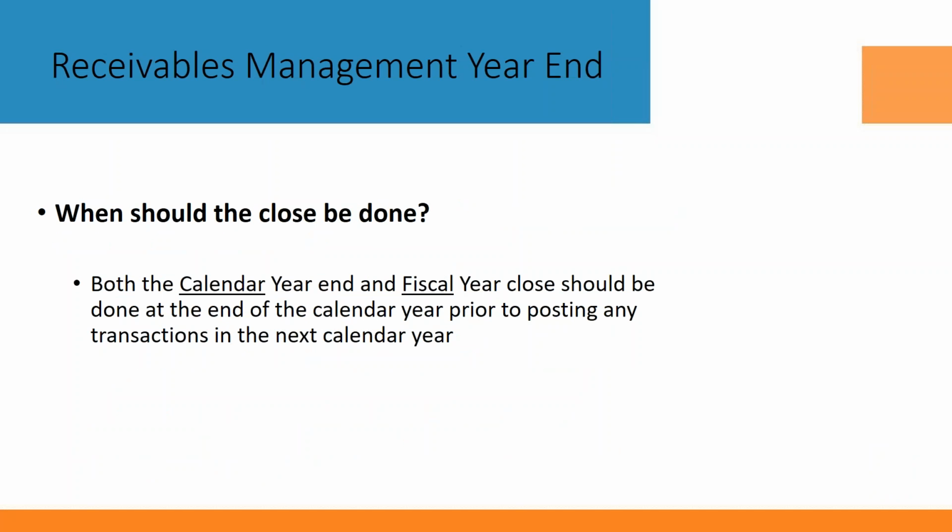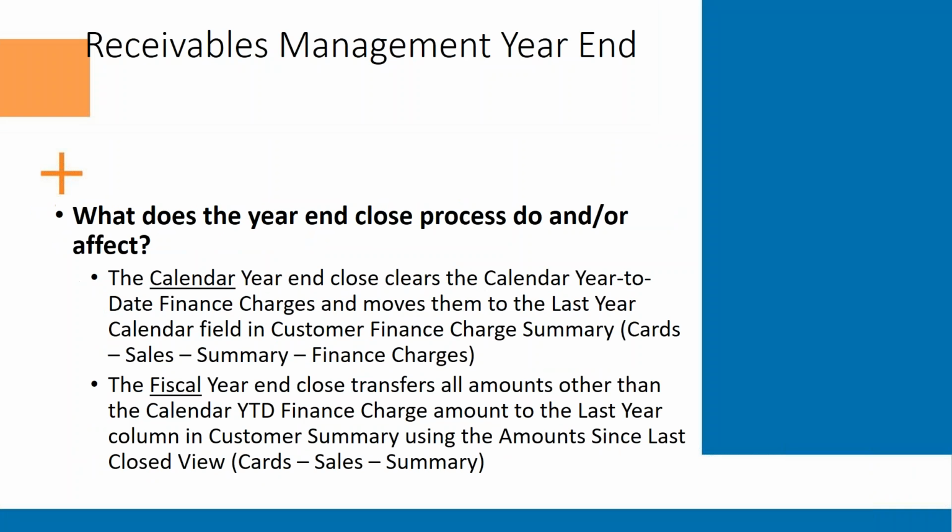From inventory, we go to receivables. Both calendar year and fiscal year-end close should be done at the end of the calendar year, again, prior to posting any transactions for that next calendar year. So that's kind of the critical step. I need to get this process completed, year-end close done, before I start to post any transactions for the following year. We're going to close calendar year and fiscal year information, move those values into the last year fields.